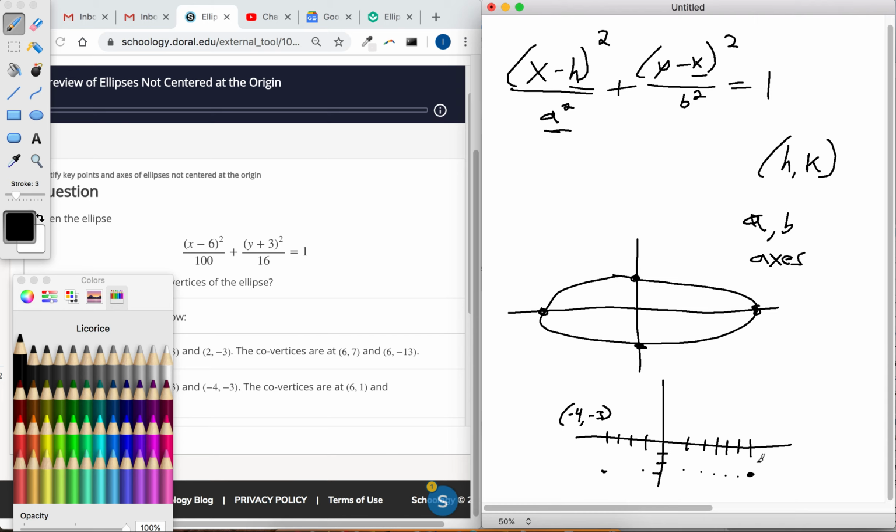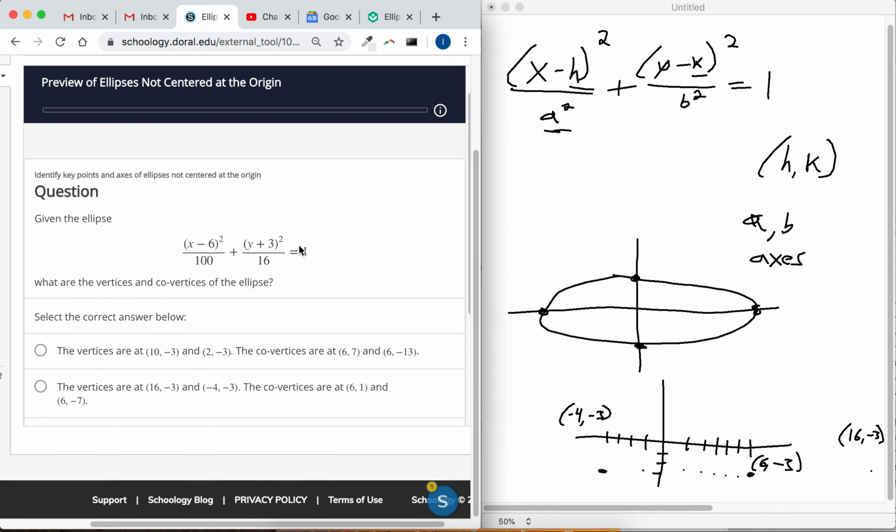And where do we say the center was? It's 6 comma negative 3. That's one of the vertices, because it's going horizontally for its major axis. That's the longest side. And then you can probably guess that the other is going to be 16 comma negative 3, right? Because the two vertices are an equal distance from the center of the ellipse.